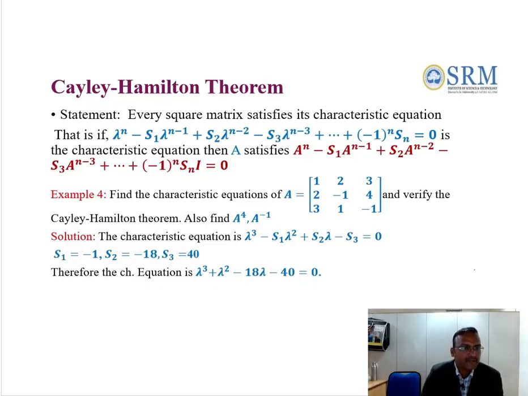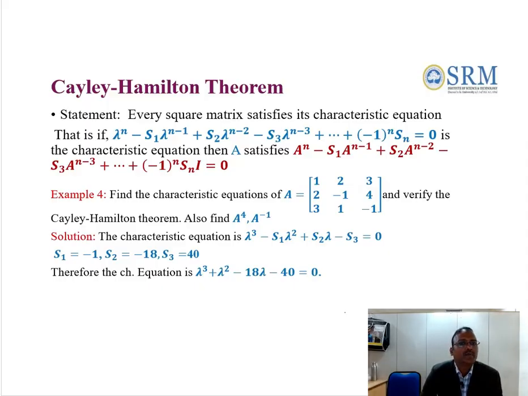There is one famous theorem which is called the Cayley-Hamilton theorem. What it says: every square matrix satisfies its characteristic equation. We know what a characteristic equation of a square matrix is, right. What is the characteristic equation of an n cross n matrix? That is lambda power n minus s1 lambda power n minus 1 plus s2 lambda power n minus 2 minus s3 lambda power n minus 3 and so on, minus 1 raised to n, Sn equal to 0.